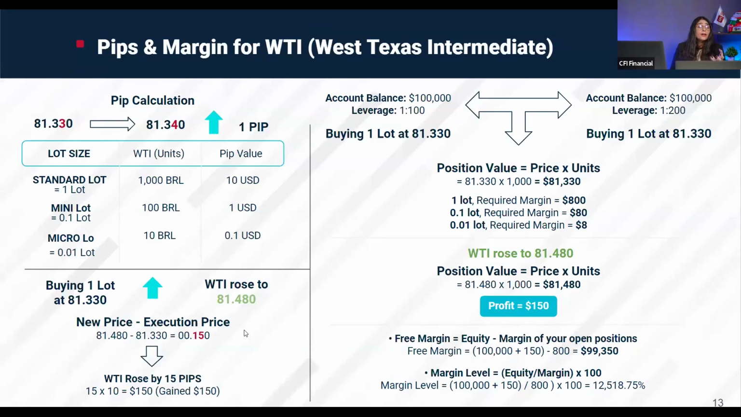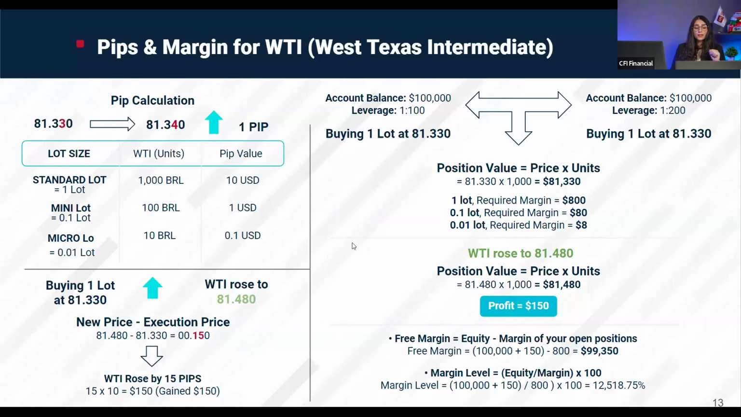Now, let's see how we're able to calculate the pip value. Let's say I bought one lot at a price of 81.330 and the price rose to 81.480. To calculate how many pips I won, I take the new price it reached and subtract from it the price that I entered. So in this case, I'm going to get 15 pips. To calculate the pip value for those 15 pips, I multiply 15 by 10 because I'm entering one standard lot, and for one standard lot in WTI, the pip value is $10. So we multiply 15 and 10, and we get $150.